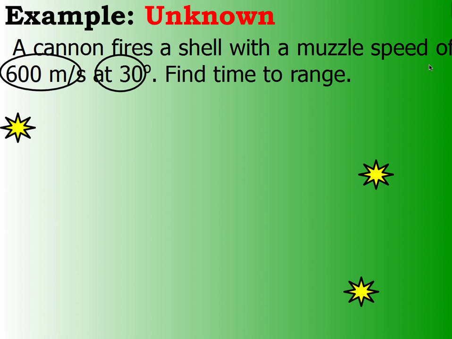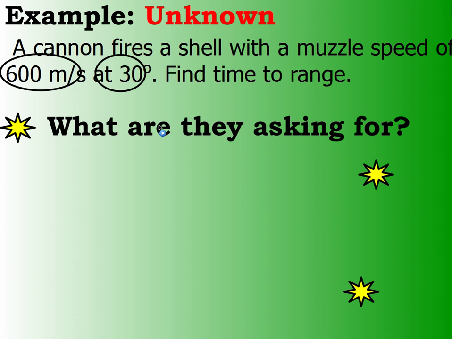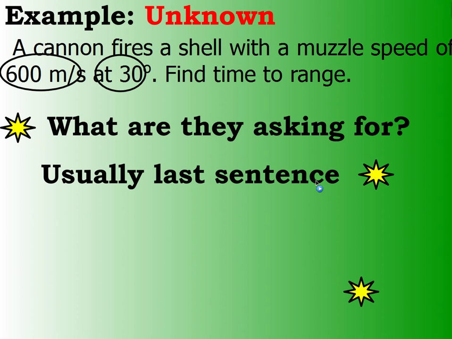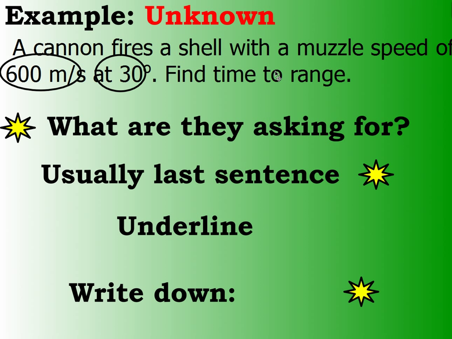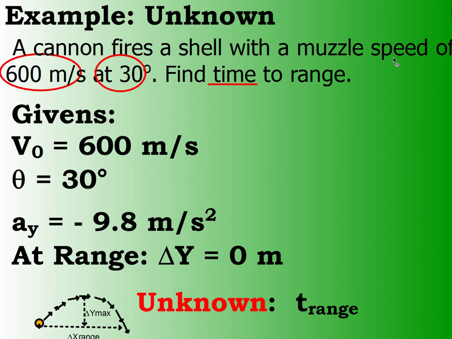Unknown. Tragically, a lot of students will try to solve problems without knowing what they're looking for. They've read the problem, they've circled, they've written down, and now they have to find what in the world the problem is asking for. This is usually in the last sentence, but it may be somewhere else. I want them to underline the unknown and then write it down. So in this problem, here are all of my givens. The unknown is the time to the range. And so I actually have them write the word unknown and put T range.